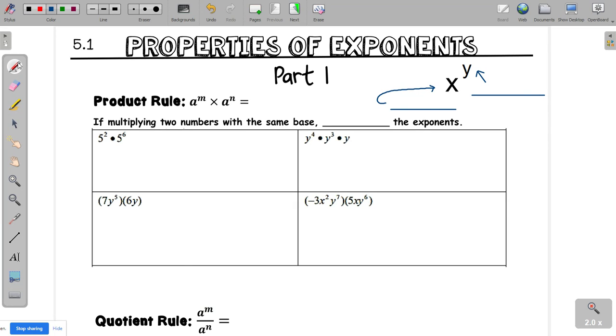Today we're going to be looking at properties of exponents. So the first thing we want to do is know what an exponent is. The larger number, which is x over here, we call that our base. And the smaller number that is off to the corner of the base, that is your exponent.